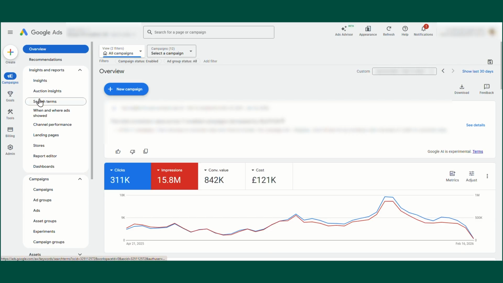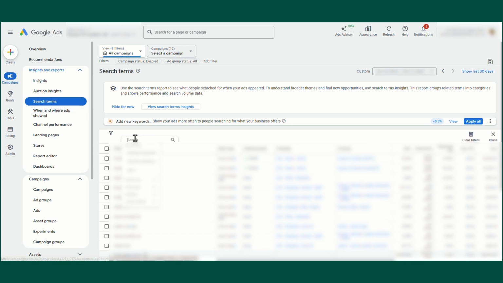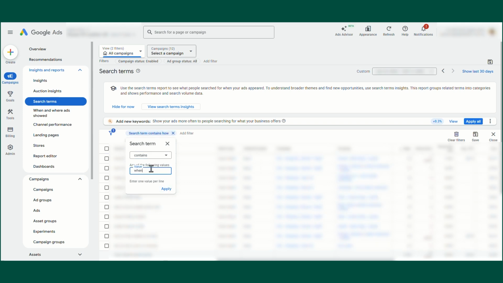The best place to start is not some expensive SEO tool. It is your own Google Ads account. Go into your search terms report and look at what people are already typing before they click. Then filter for informational intent. Keywords that contain words like how, when, why, those are problem first searches. That is exactly what we want. Add them to a spreadsheet.